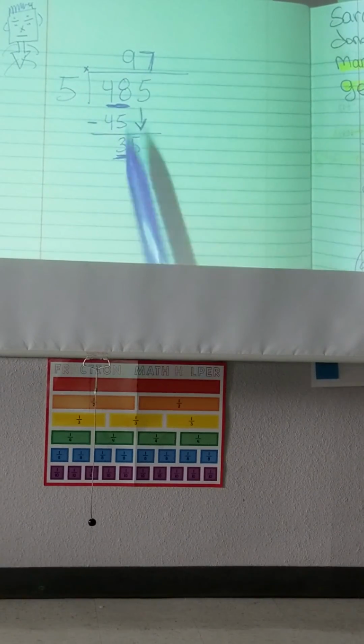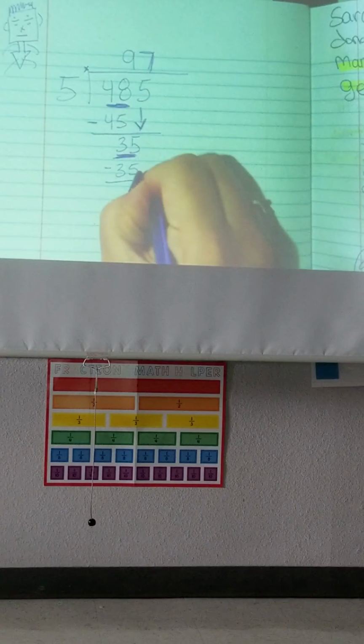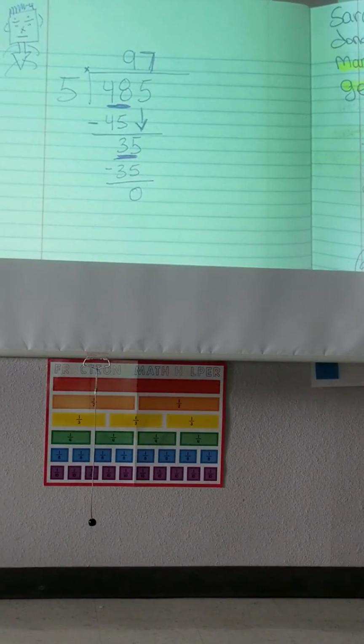Multiply. 5 times 7 is? We're still going to write it. Don't just think I already know it. I know it's going to be 0. I'm not going to write it. You still have to write it. 0. Do I have any more numbers to bring down? No. Do I have any remainders? No. Am I done? No.